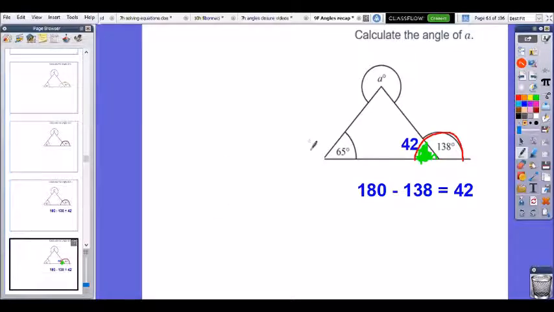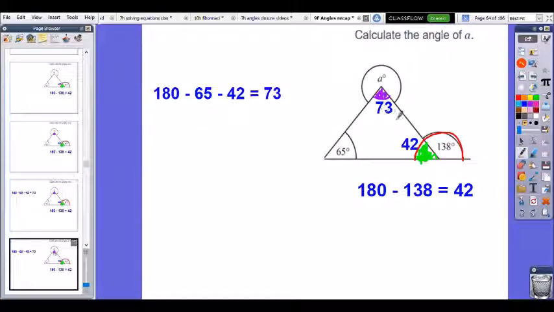Okay, so again, I still can't really work out A yet. There's still another step that I need to do first. I'm going to try and work out this missing angle here. I know that angles in a triangle add up to make 180. So if the whole triangle is 180, I need to take my 180 and take off the two angles in the triangle that I do have. So I'm going to take off my 65 and 42, which tells me that this missing angle is 73 degrees. That puts me in a really good position to find the value of angle A.